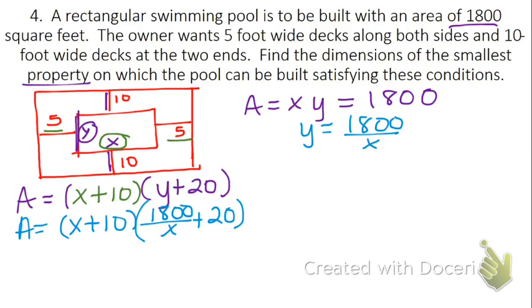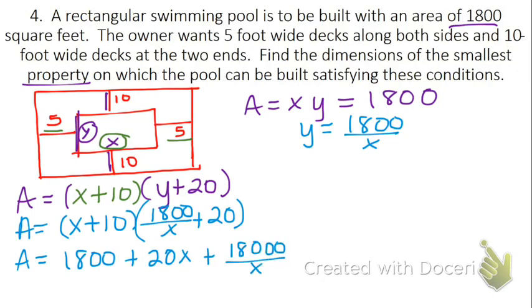Now to solve this and find the derivative and everything, you're going to need to multiply it out, like using FOIL. So I'm going to start with x times 1800 over x. Well, that's 1800. X times 20 is 20x. 10 times 1800 over x. Well, that's going to be 18,000 over x. And then 10 times 20 would be 200.